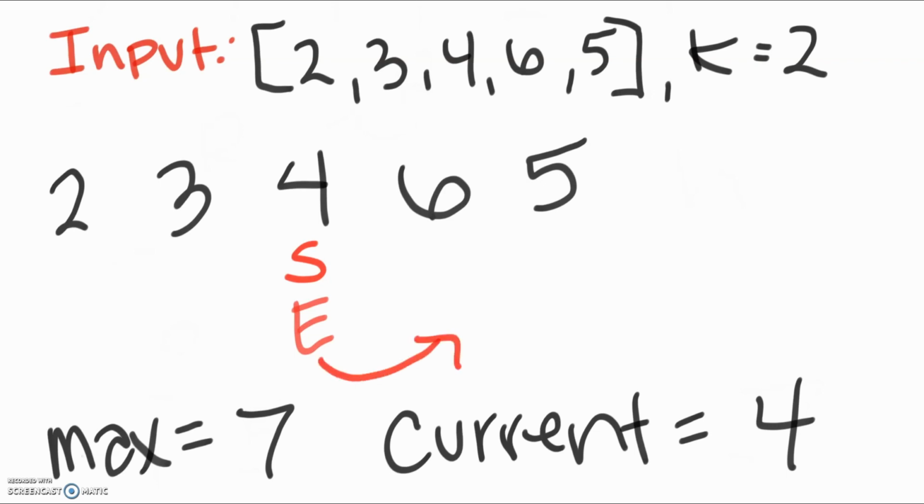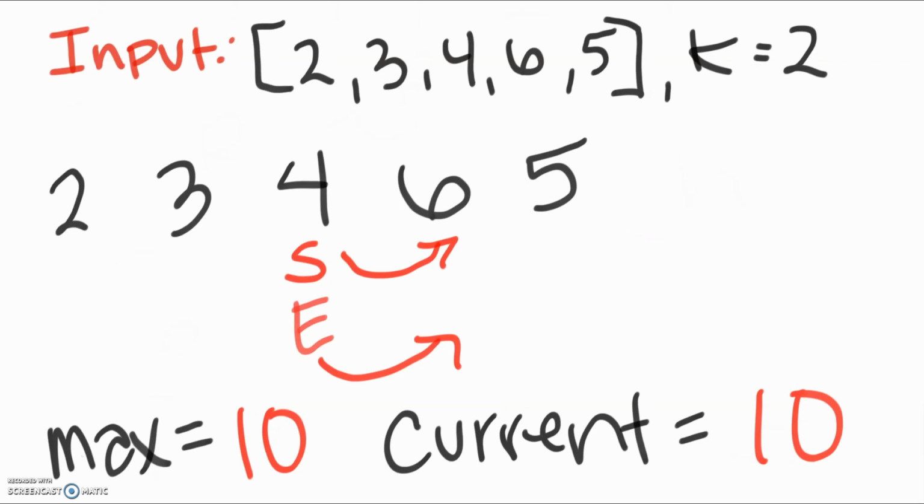That's going to make this equal to 10. And then same kind of deal. So we're going to compare 10 and 7. 10 is bigger than 7, so 10 is our new max. Same thing, move the start up 1.